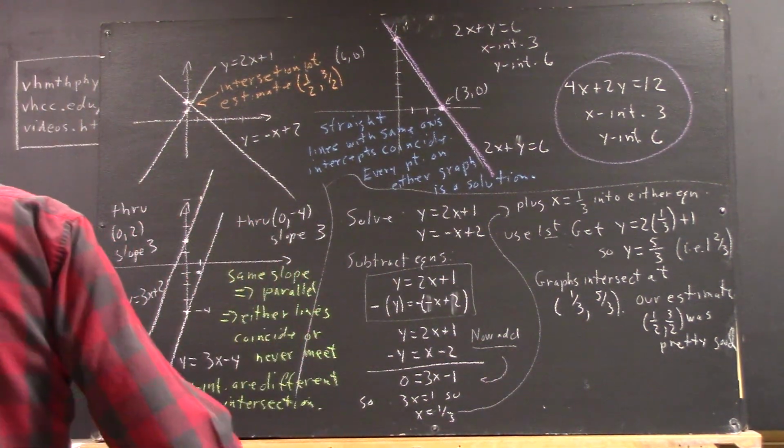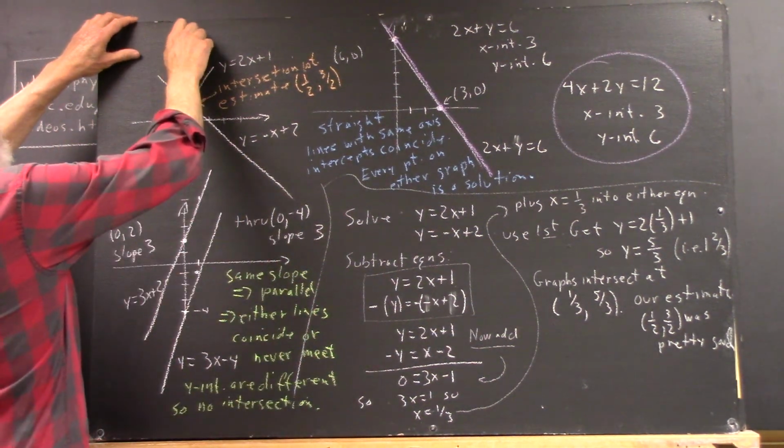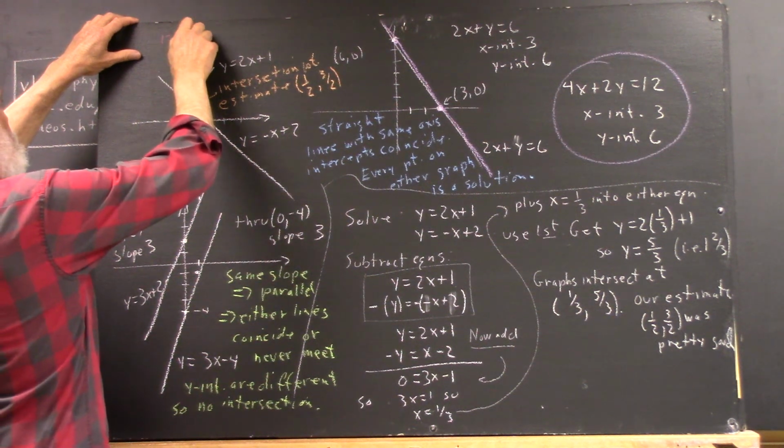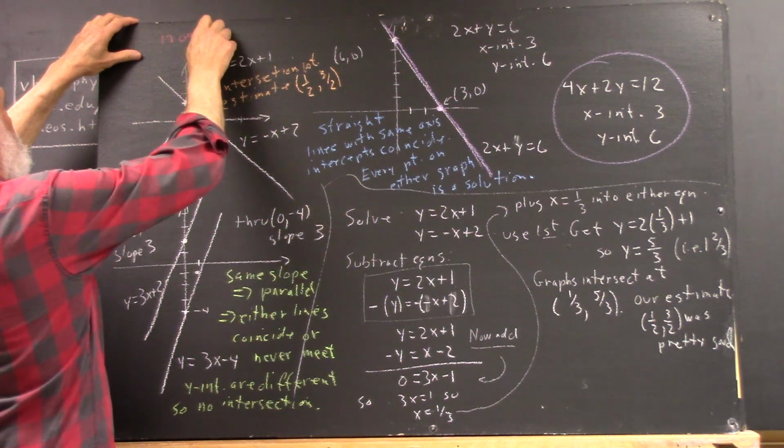We started by, and this is of course 04, 17, 04, 18.